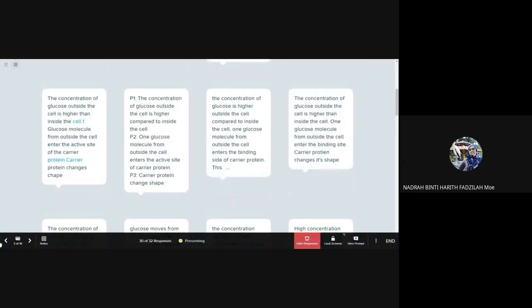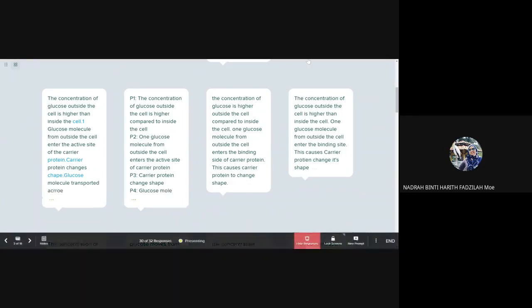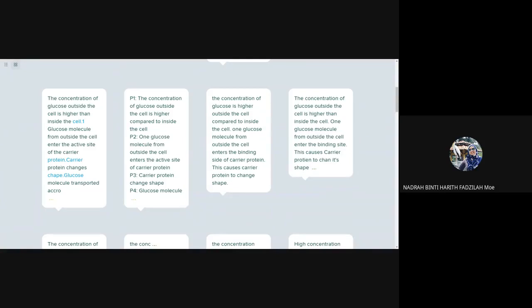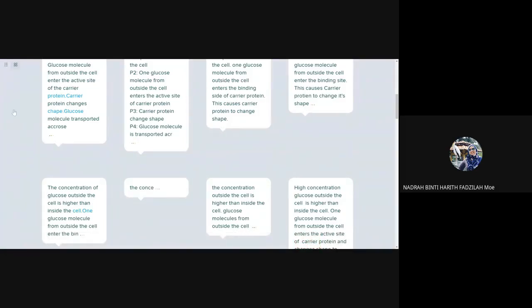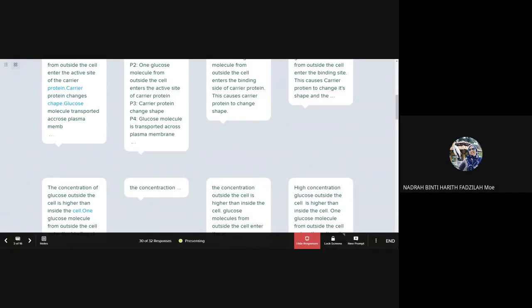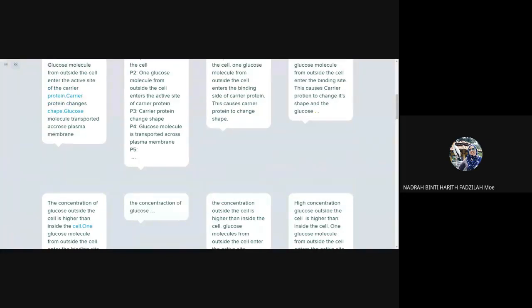Point number 4, the glucose molecule is transported across the plasma membrane. The carrier protein has already changed shape, right? So number 4, the glucose molecule is transported, or carried, across the plasma membrane. You can say transported or carried. Number 5, what happens after that? After transport, the carrier protein goes back, or returns, to its original shape.